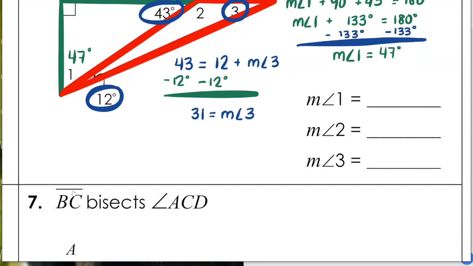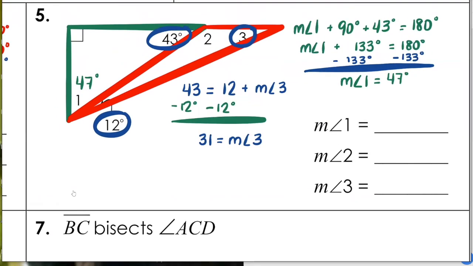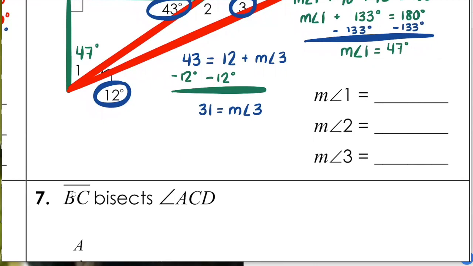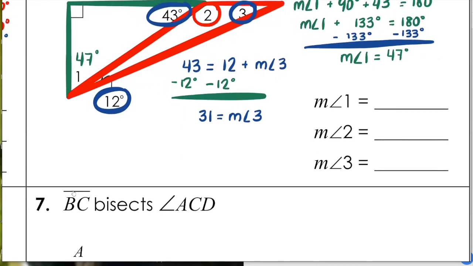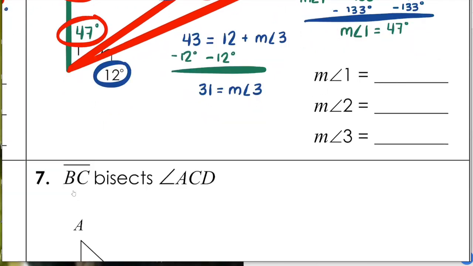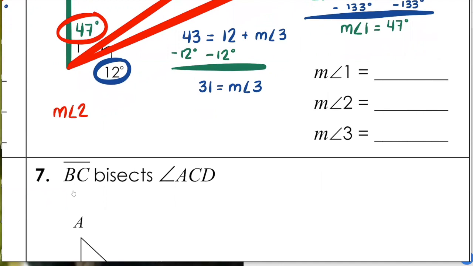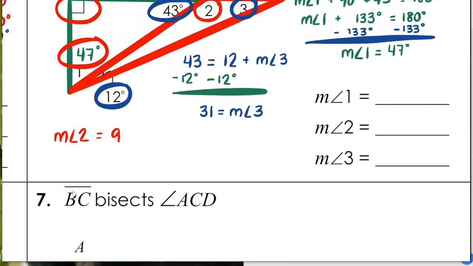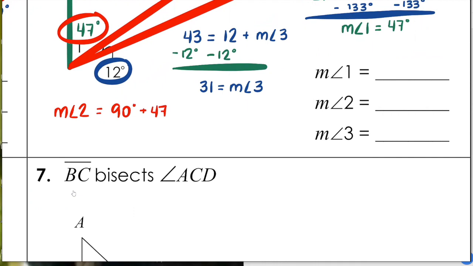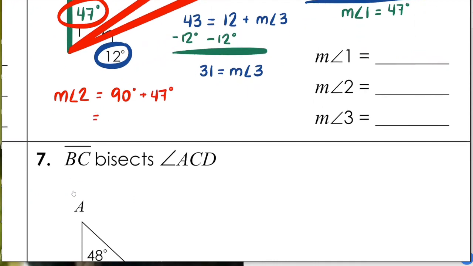Oh, I got you. So you said you did 2 as an exterior angle for the red one. How did you set yours up? If you were going 2 as the exterior angle to the green triangle, he went 90 and 47. So 2 is outside the green triangle, and the 2 remote interior angles are 90 and 47. So it would be the measure of angle 2 equals 90 degrees plus 47 degrees. And what's it give me? 137.